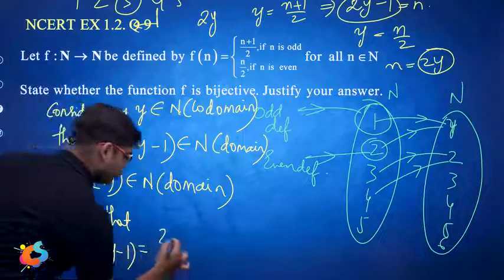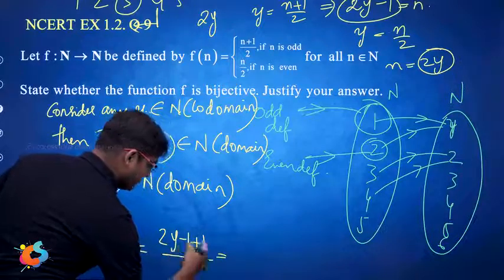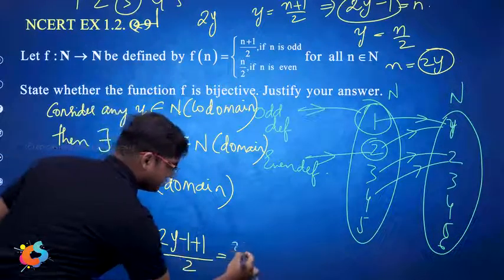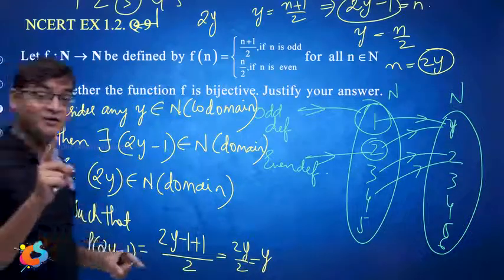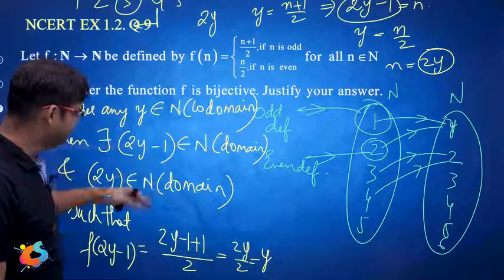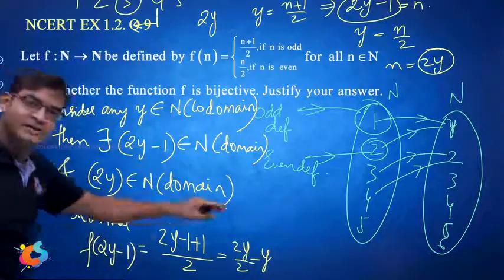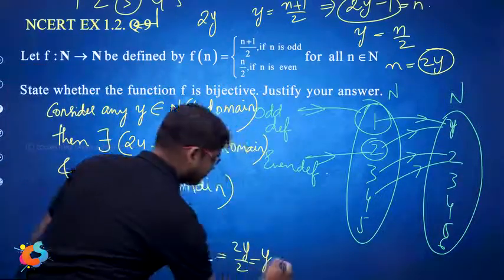So 2y minus 1 plus 1 divided by 2, which is equal to, 1 is getting cancelled, 2y by 2, which is equal to y. So we proved f of y by 2 is equal to y. Here also we got the same thing. But there are two things here. F of 2y minus 1 is also y. F of 2y is also y. So below this, we will write that.